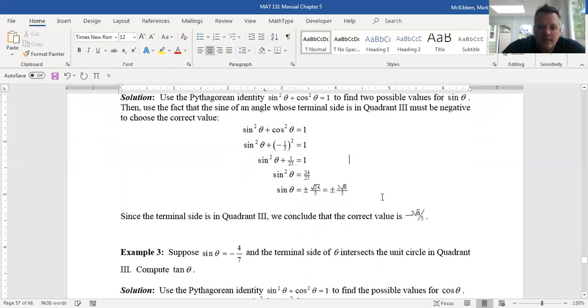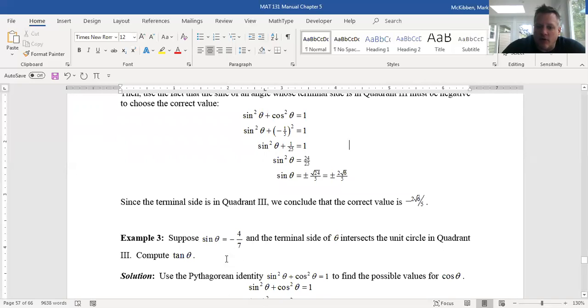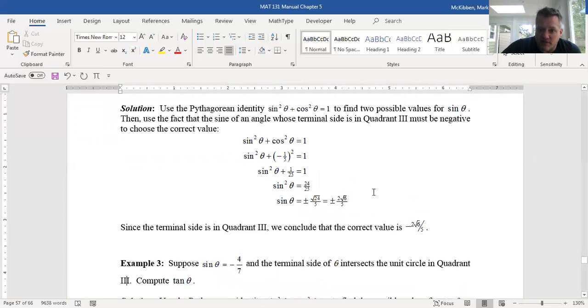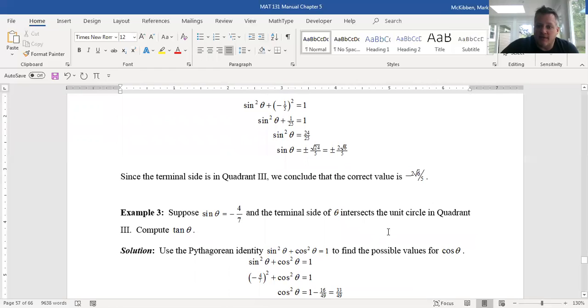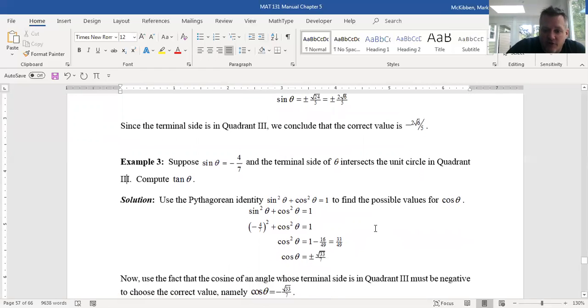All right. Same idea here, only now we're not trying to compute cosine, we're trying to compute tangent, right? But suppose we know the sine of theta is negative 4/7, and then the terminal side is in quadrant 3. To compute tangent, though, remember tangent of theta is sine of theta over cosine of theta. So I'm going to need the cosine theta anyway. So I have to use the same strategy that I used in the previous example to compute that cosine theta. So let's do that first.